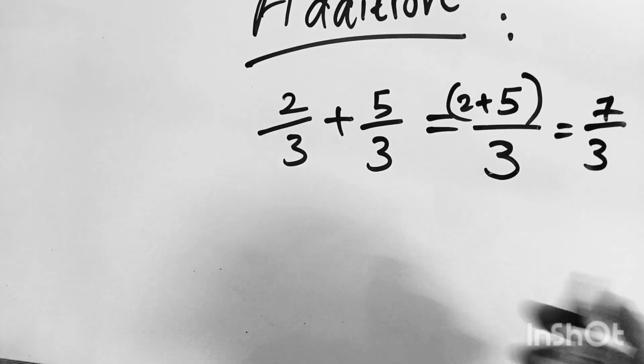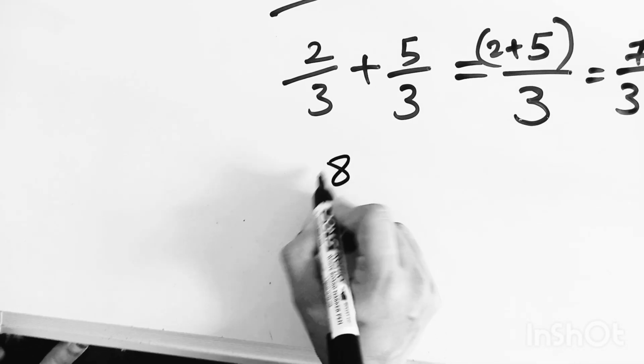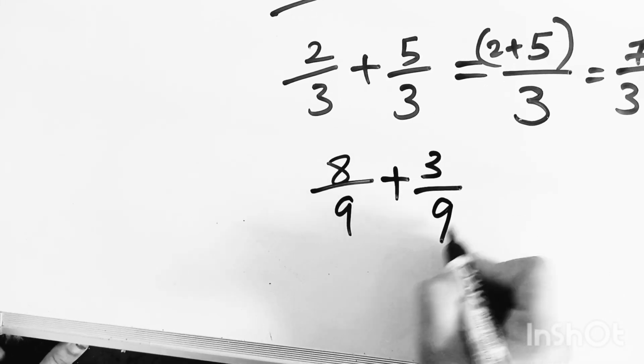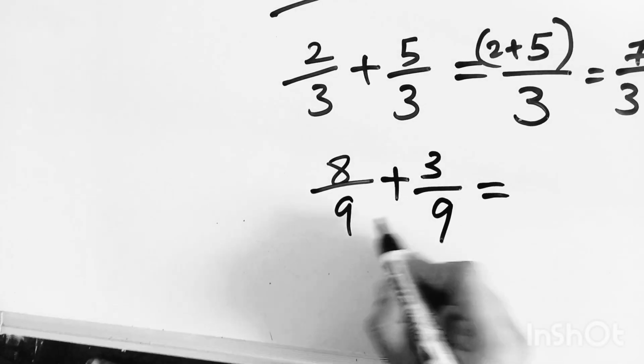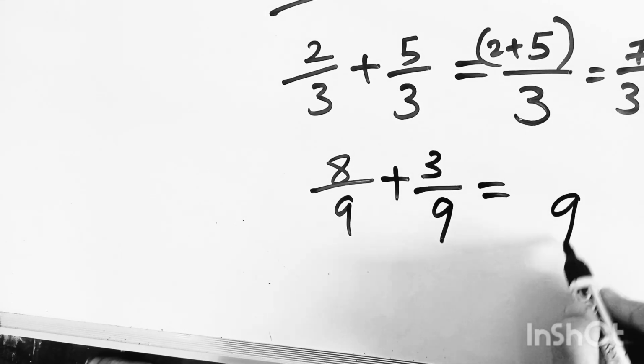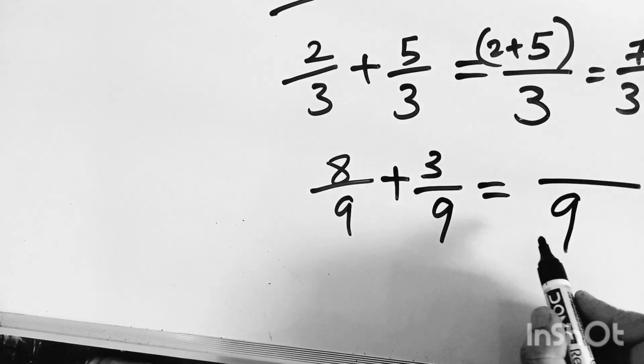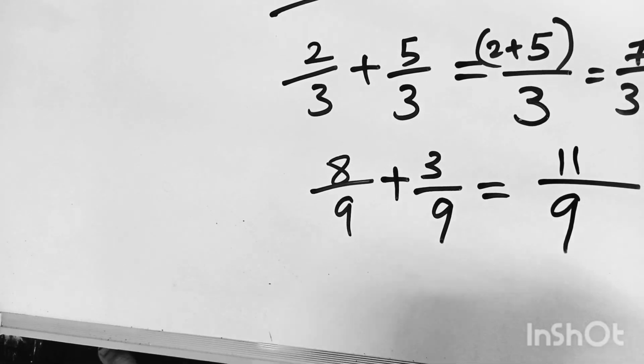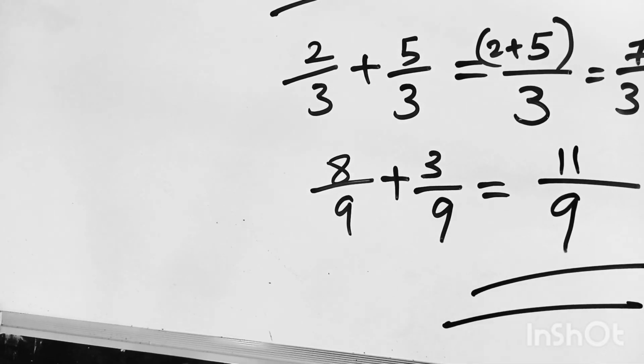One more example I will tell. 8 by 9 plus 3 by 9. Okay, so the denominator is common. You can put the same denominator 9, and 8 plus 3 will be 11. So that's about adding like fractions.